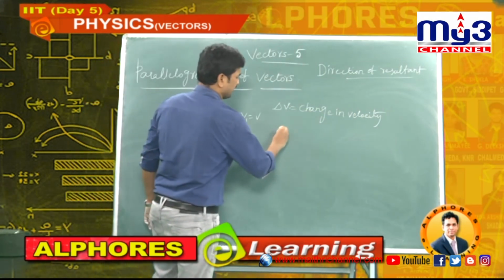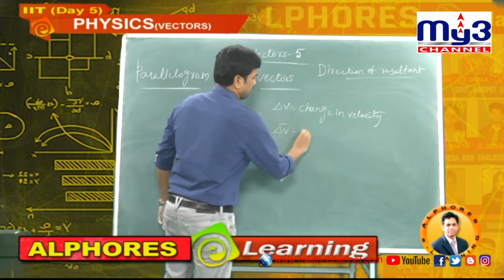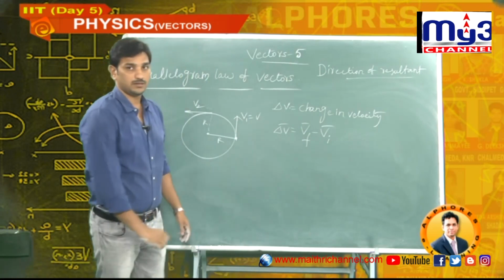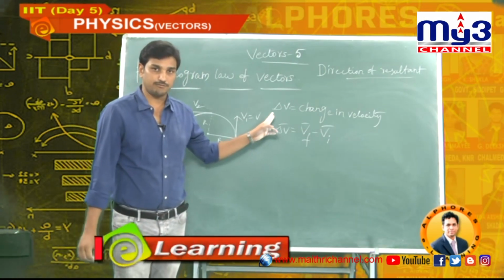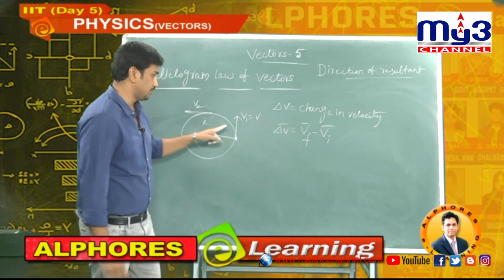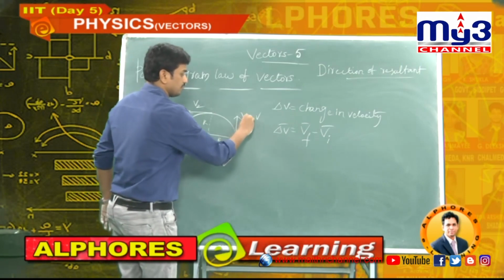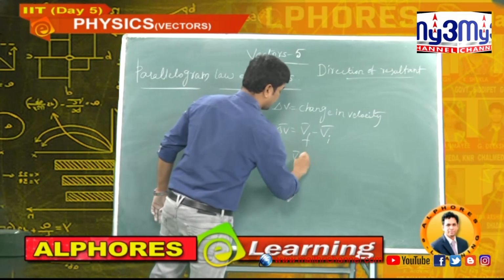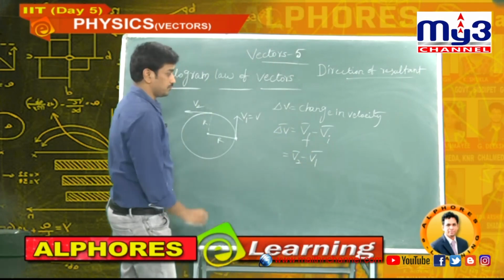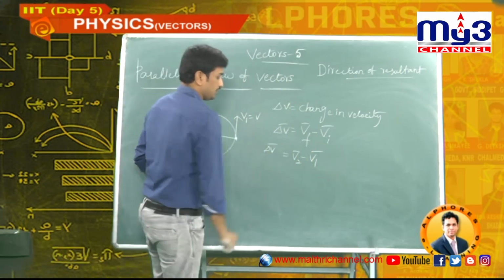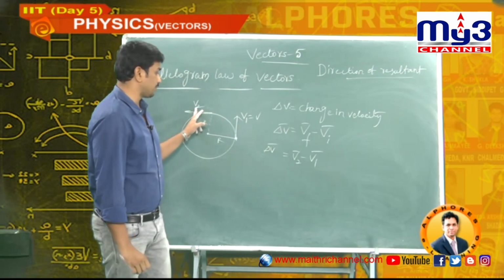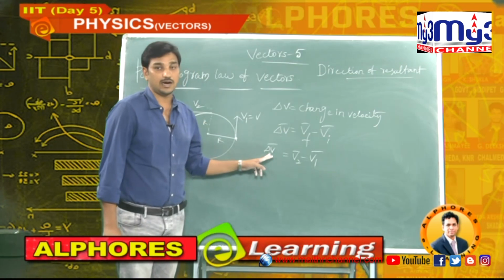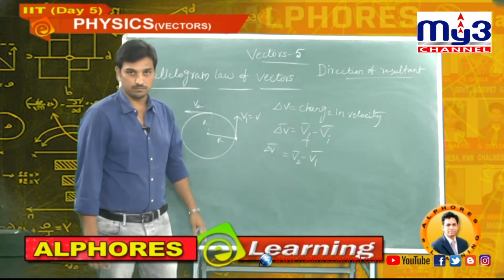What is the meaning of change? Final velocity minus initial velocity. Change means final vector minus initial vector. What is the initial vector? V1. What is the final vector? V2. V2 bar minus V1 bar. Change is final vector minus initial vector. Now it is looking like R bar is equal to A bar minus B bar.